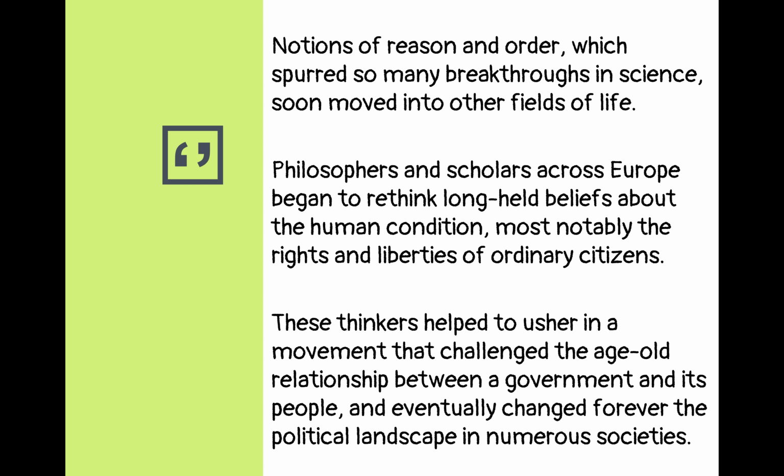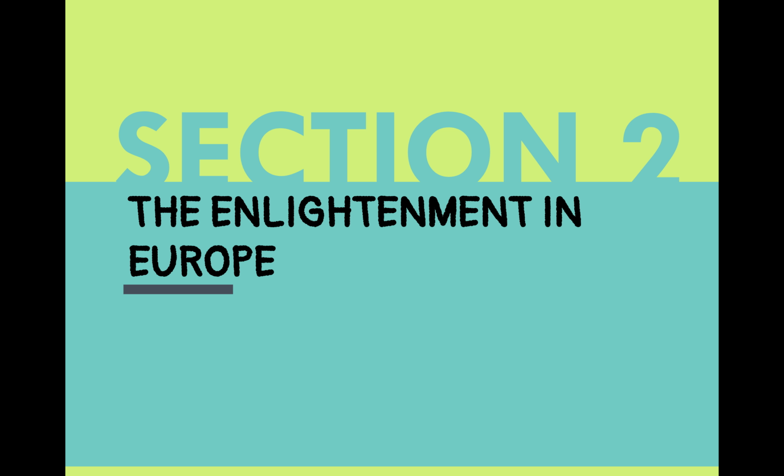These thinkers are going to help usher in this movement that challenged the age-old relationship between government and its people. We've seen through the chapters that we've studied thus far together that the relationship between church and state, between state and its people, was always changing. It's always a new landscape. It's an ever-living document, and it changes as the needs of the people change. So as they usher in this new relationship, it's going to change forever the political landscape in numerous societies. And that is what we're going to go through when we get to section 2, the Enlightenment in Europe, which we will talk about Wednesday.